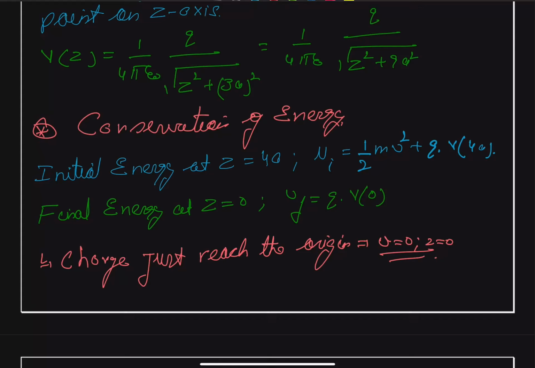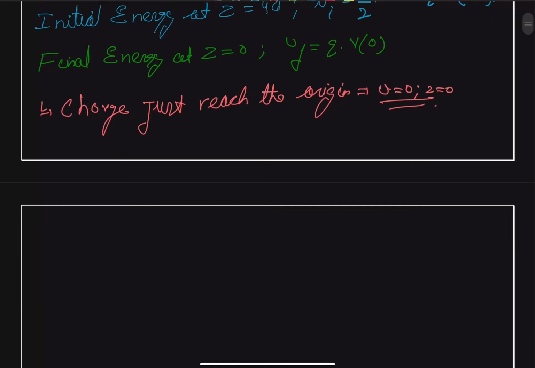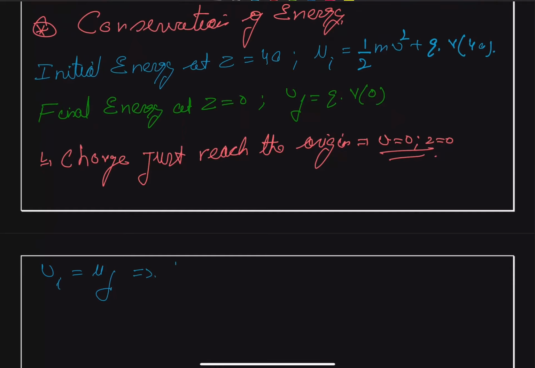So we can just equate the initial and final energy, and we can say our initial energy is equal to our final energy, which gives us initial energy was half m v square plus q multiplied by potential at z equal to 4a, is equal to Q multiplied by potential at z equal to 0.